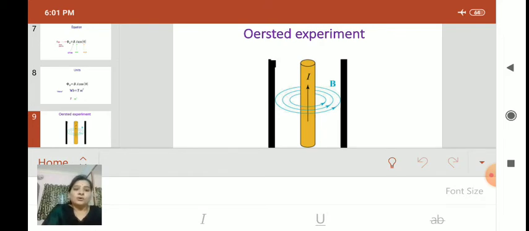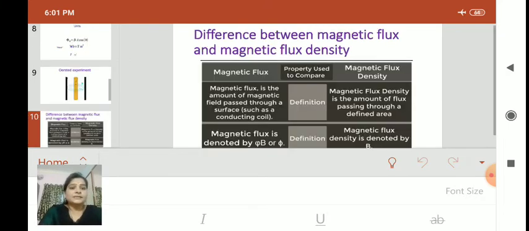Here I have to give the difference between magnetic flux and magnetic flux density. We'll speak about the Biot-Savart law depending upon this Oersted experiment. So next we'll discuss that.